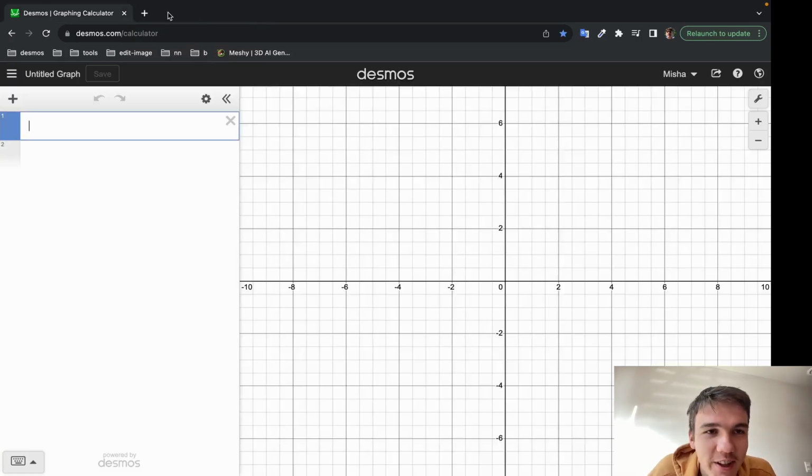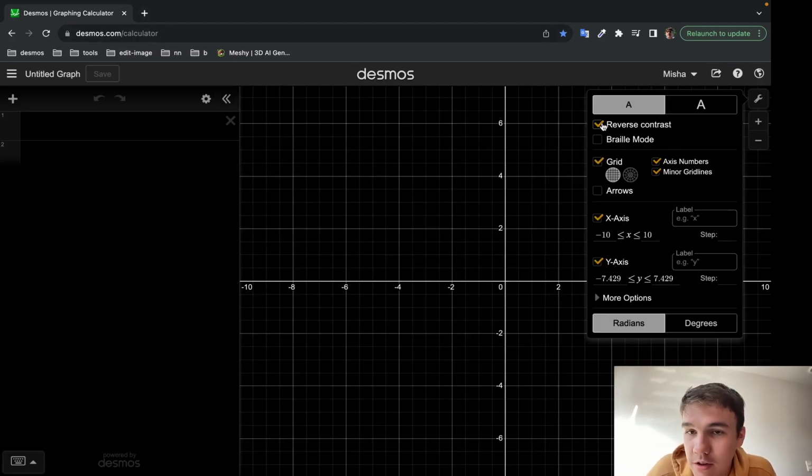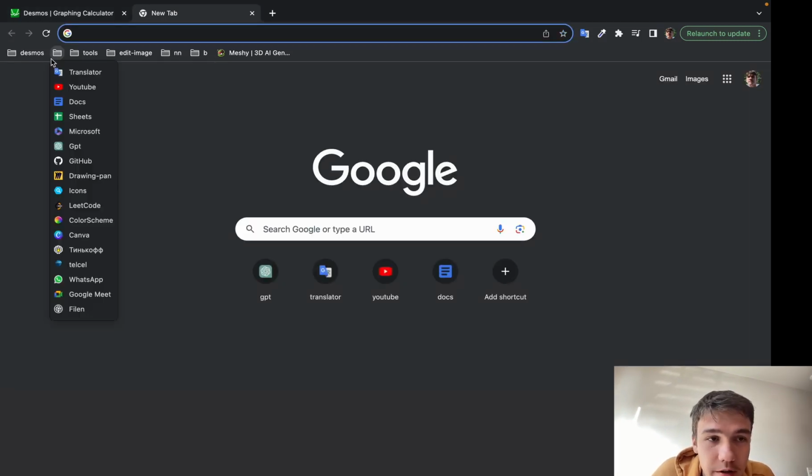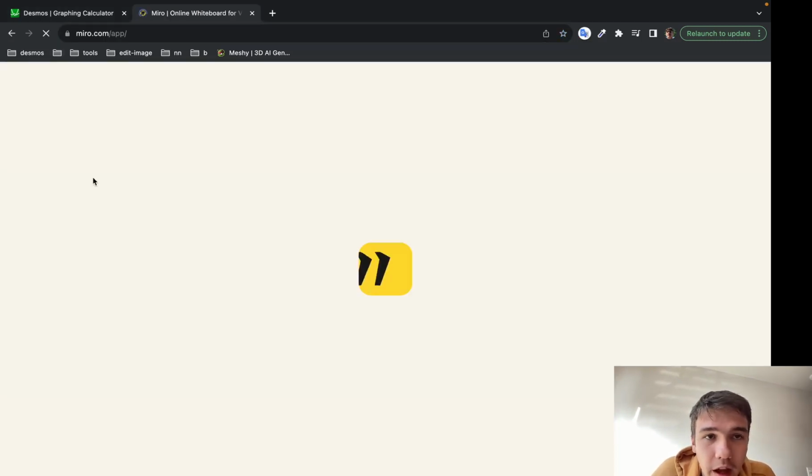You must watch it. Anyways, then I'm going to change the theme in Desmos, so reverse contrast. Then we're going to call the x axis x and the y axis y. As you can see, we got these coordinates. Then I'm also going to use Mirror, so I'm going to open the mirror.